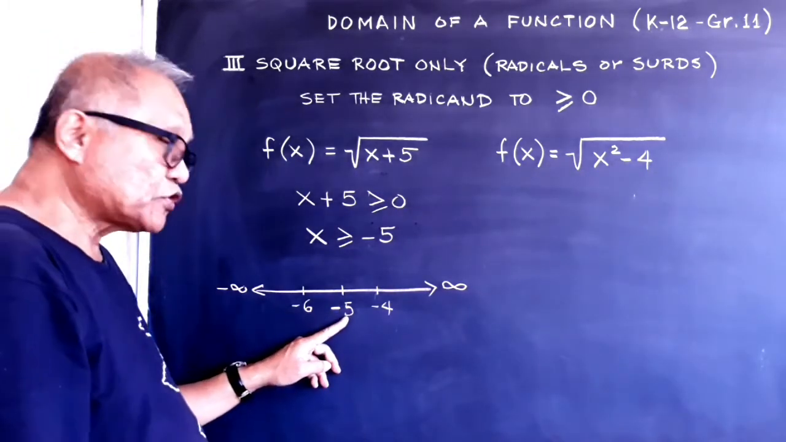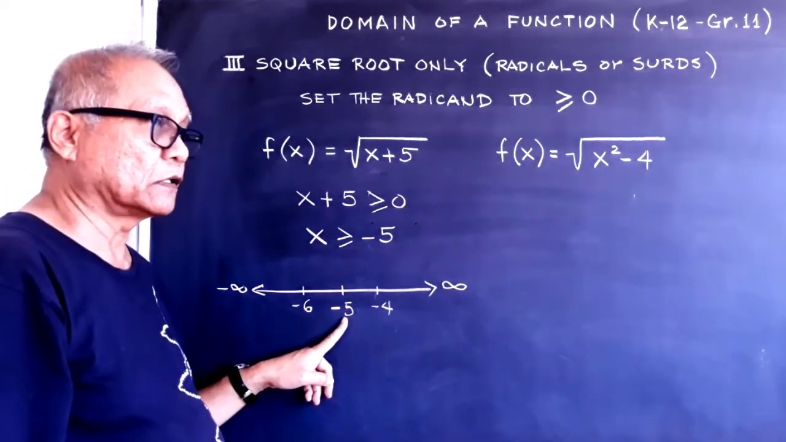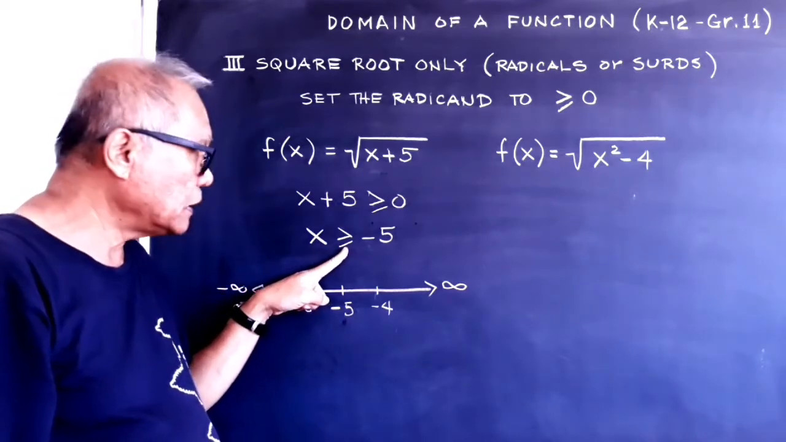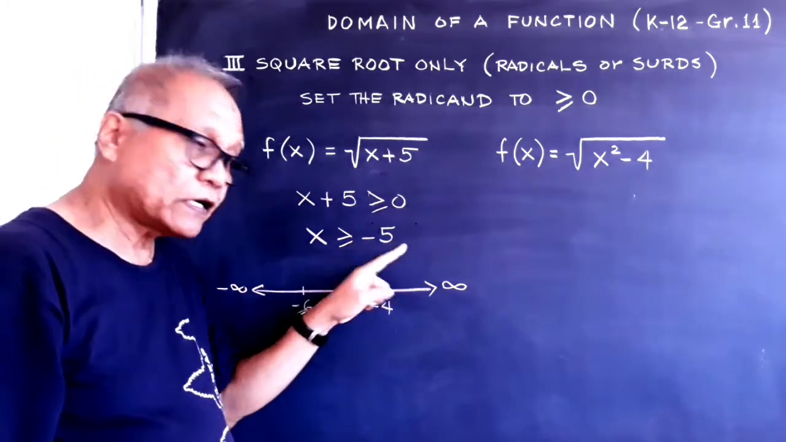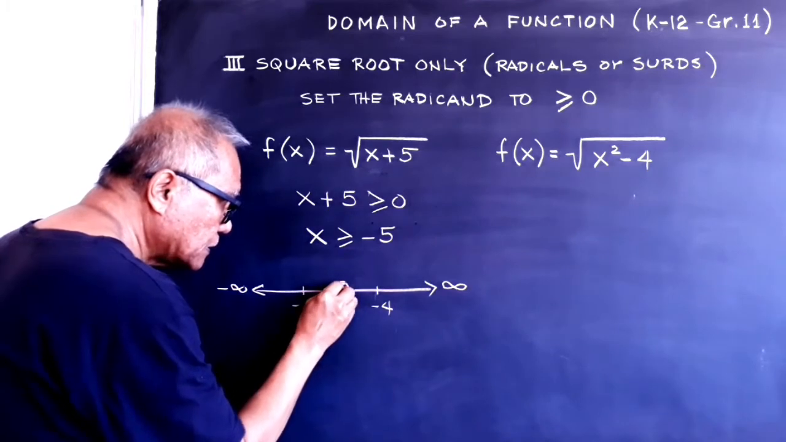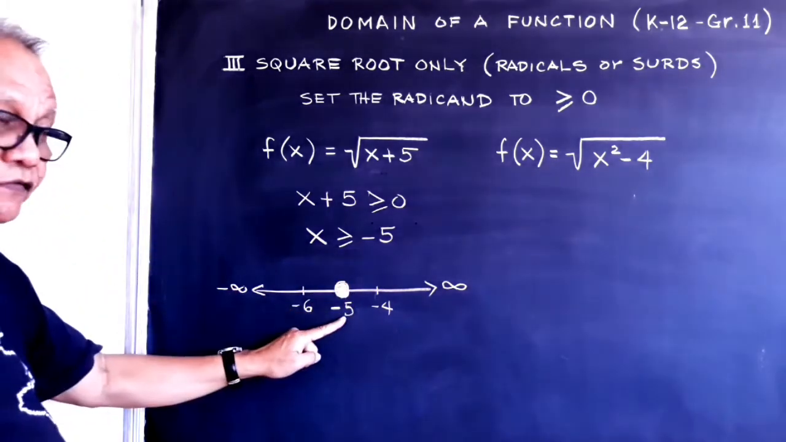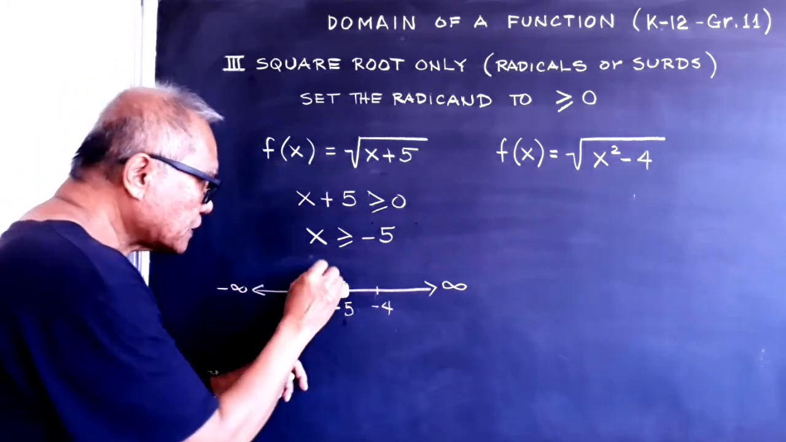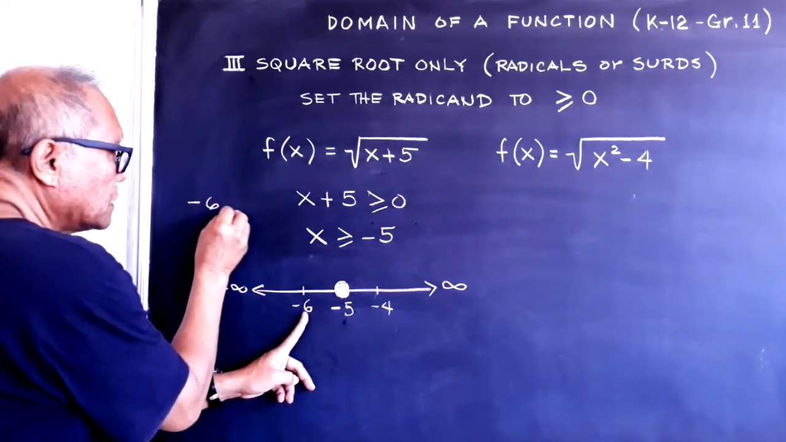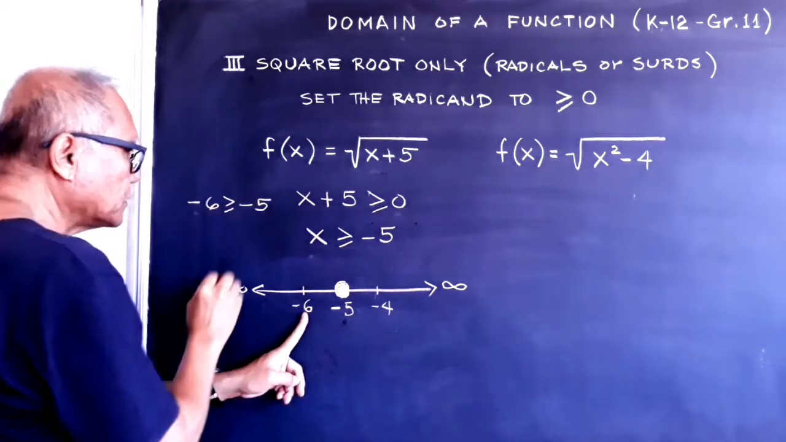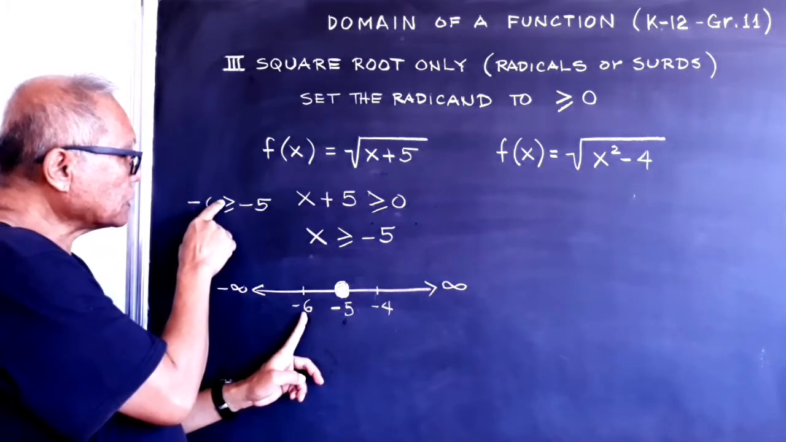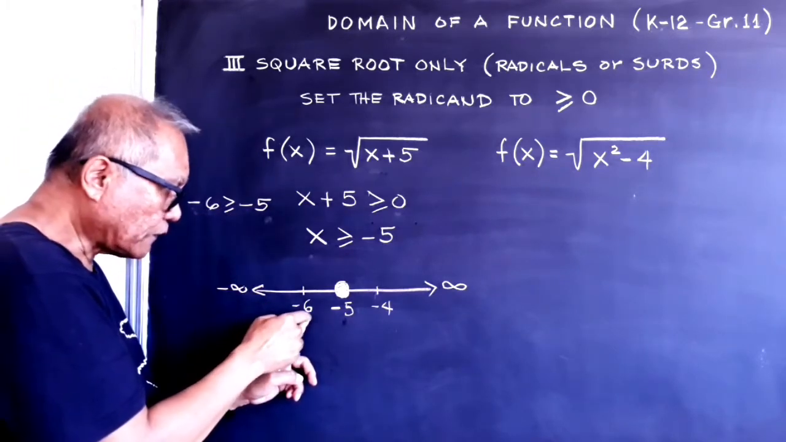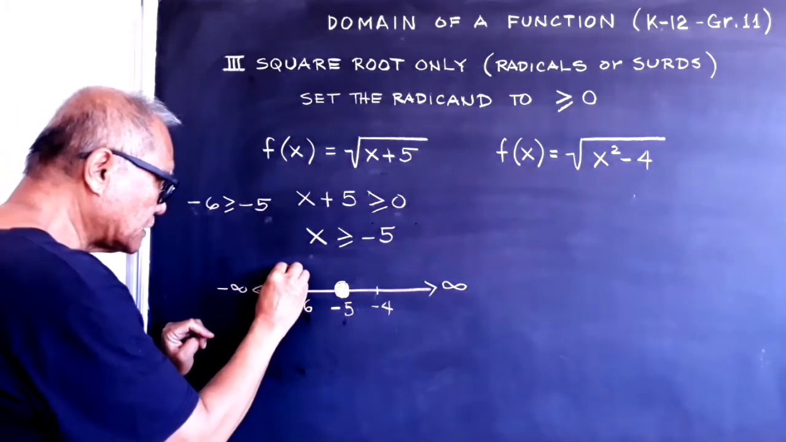Now, let us check if negative 5 is included or not. Here we can see that negative 5 is included because of the equals sign here. x is equal to negative 5. So we are going to mark it like this. Okay, negative 5 is included. Let us check the number on the left. Negative 6. Is negative 6 greater than or equal to negative 5? Is negative 6 greater than negative 5? No, because it's on the left of negative 5. Is negative 6 equal to negative 5? Of course not. Therefore, all the values to the left of negative 5 are not included.